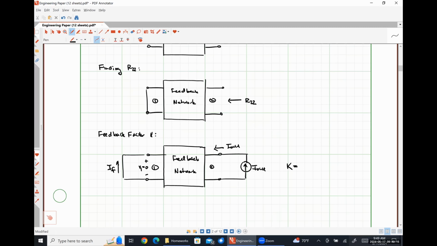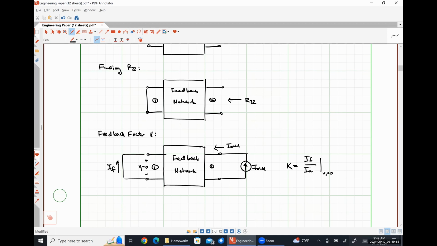And so K will simply be the ratio of I out over IF under the constraint that the voltage drop across port 1 is equal to 0. I'm sorry, I have that ratio backwards. It should be IF over I out. Did not have that written down. My apologies for that.